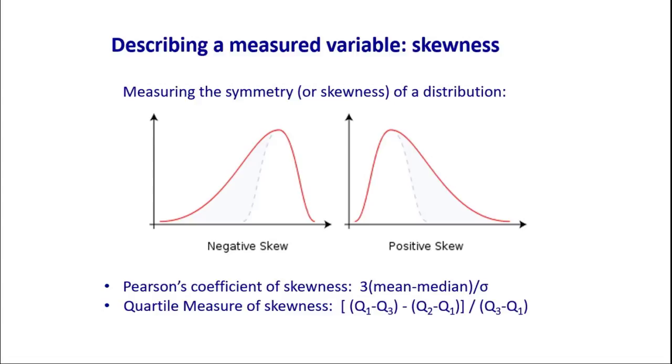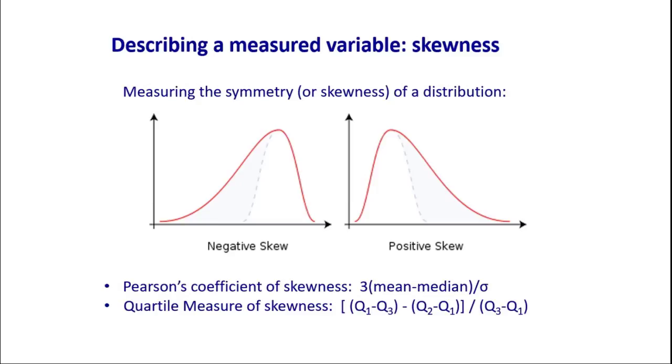Now, there are two standard measures of skewness that we can use. There are other measures as well, and SPSS gives these other measures too. The two standard measures of skewness are the Pearson coefficient of skewness, which is 3 times the difference between the mean and the median, divided by the standard deviation. And then we've got the quartile measure of skewness. A little bit more awkward, this one, but don't worry about it. SPSS takes care of these things for us.